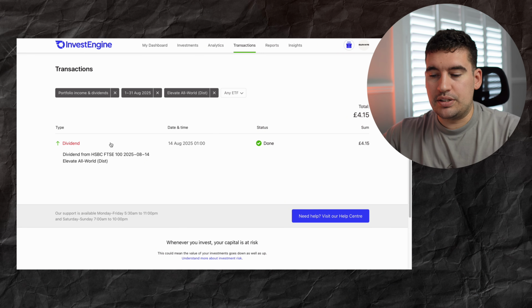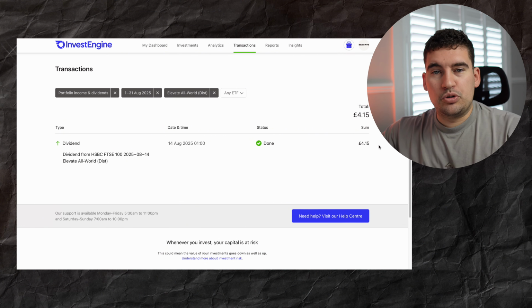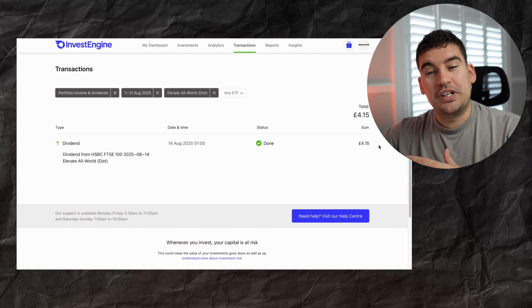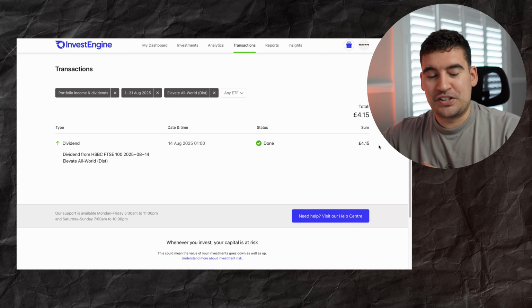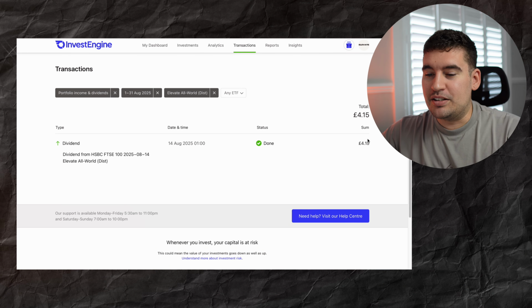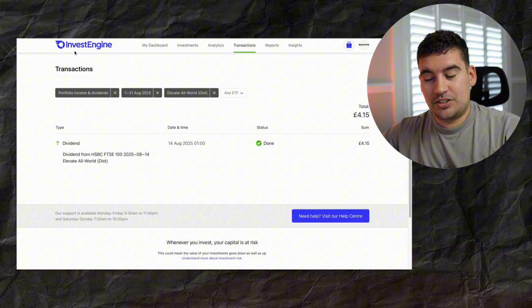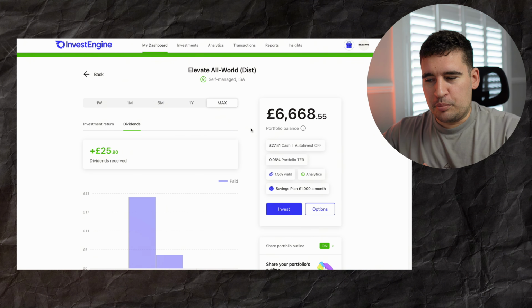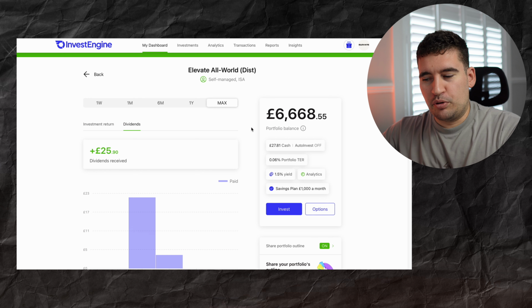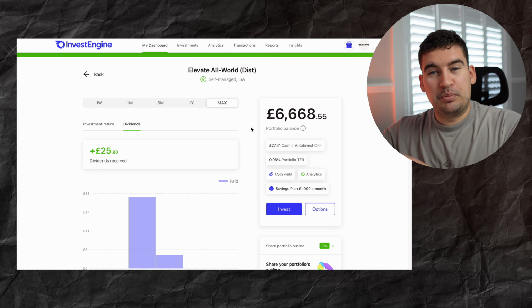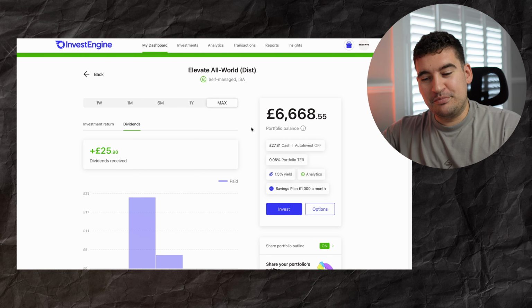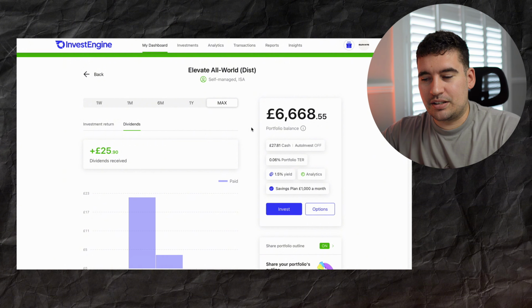If I click back here, and then in August, this is where the HSBC FTSE 100 ETF paid us a small dividend of £4.15. So just shows you, even in the space of a few months, we're already getting a little bit of income. And granted, it's not enough income to live off by any means, but it's a start. And you've got to think, once we're at a point where we're maybe 10 times what this portfolio size is, this is probably looking like hundreds of pounds rather than £25 as it continues to grow.